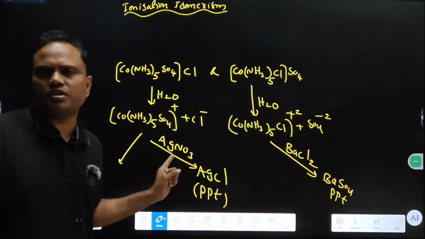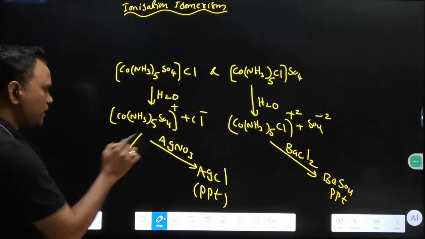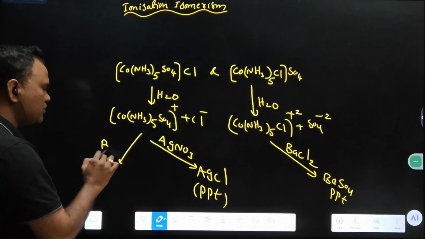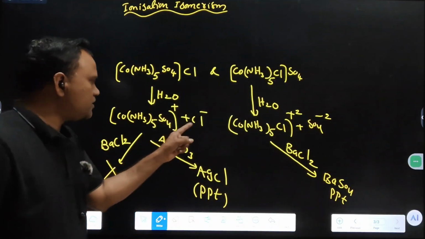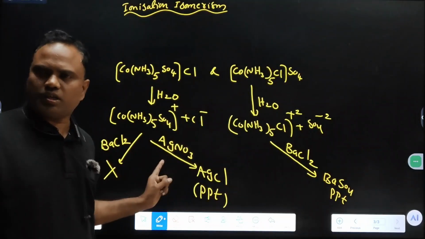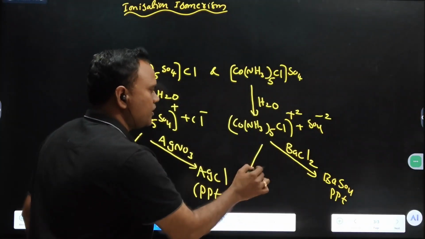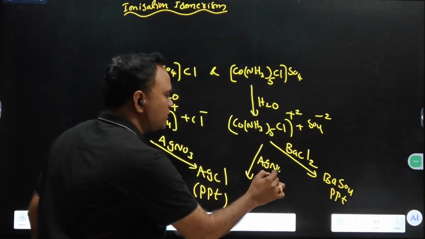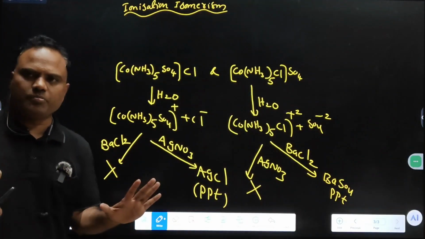Chloride ion combines with silver only. So when you treat this resulting solution with BaCl2, there is no reaction. Clear? Why? Cl needs Ag plus. Cl combines with Ag only. This is additional information only. And if you treat this with AgNO3, there is no reaction. Clear? You remember the basic definition.